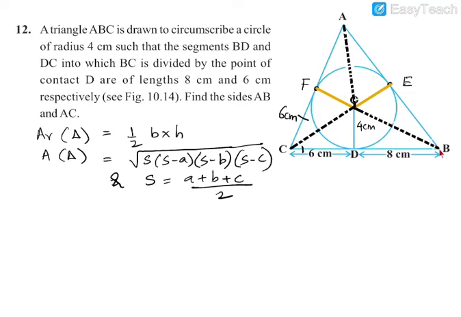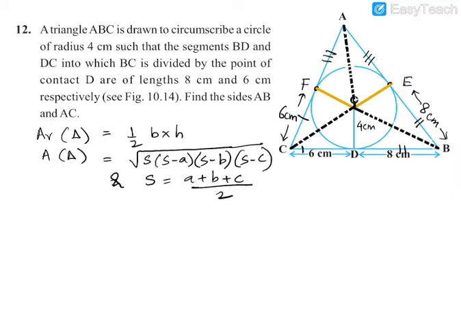Similarly, point B lies in the exterior of this circle. So tangents drawn from point B are BD and BE, and these two will be equal in length. So this implies that BE will be 8 centimeters. Similarly, point A is in the exterior of this circle. So we have two tangents from point A, AE and AF. So these two tangents are equal in length using the second theorem.